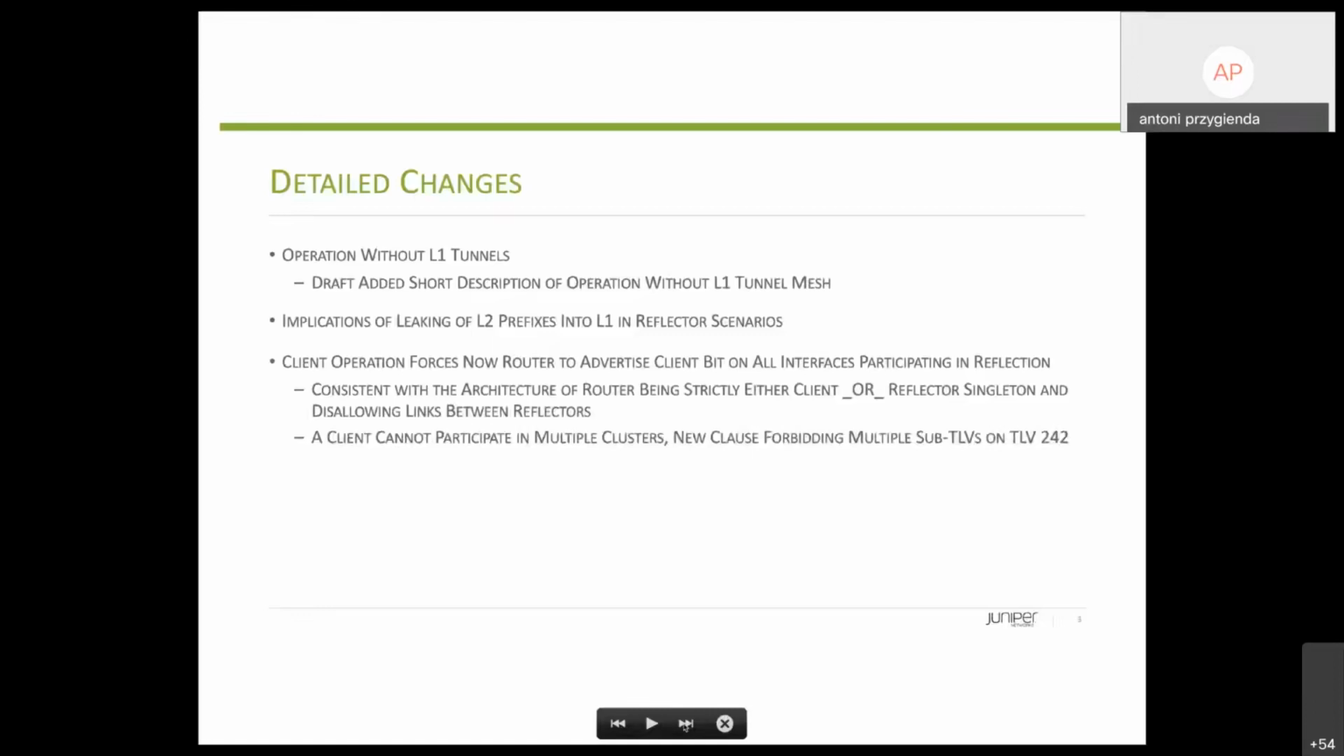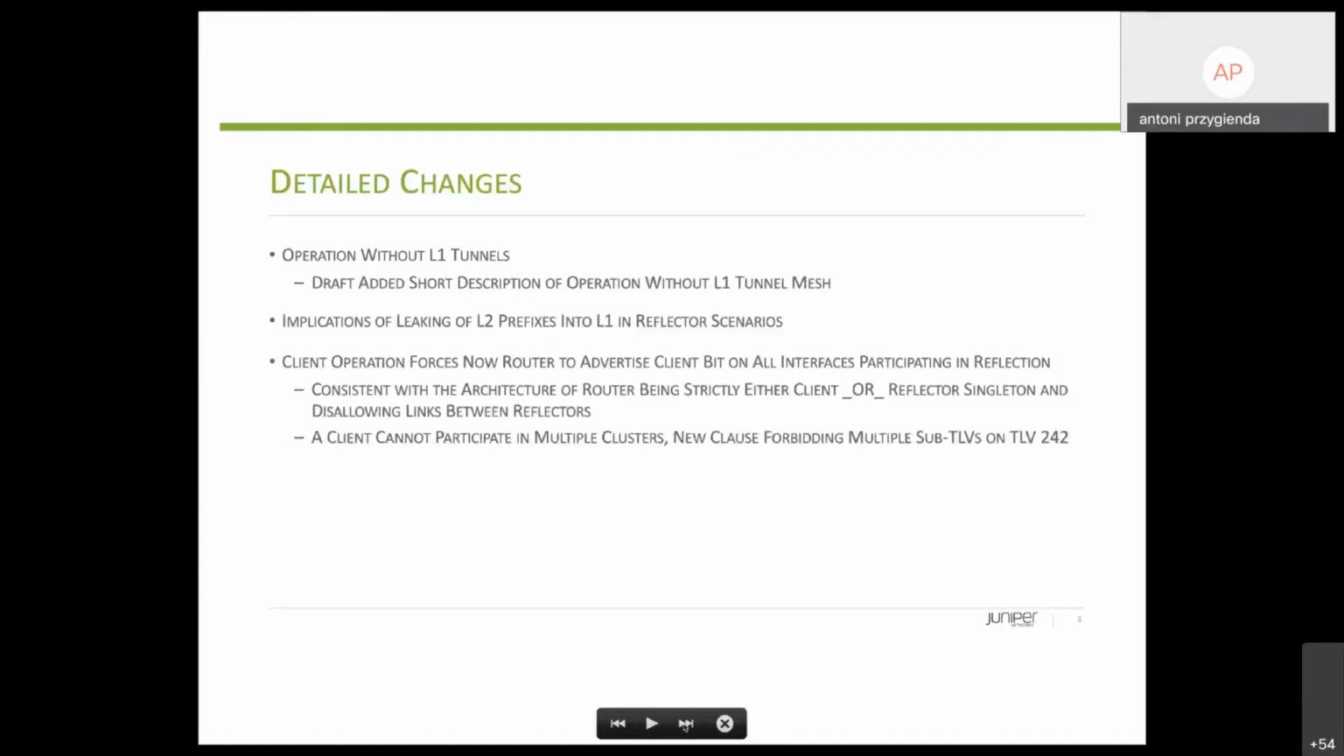And we did further simplification based mostly on what people really ask for as deployment to simplify the whole thing. Basically right now we define that the router is strictly either a client or a reflector or nothing at all, right in the middle. And you can only run one client or one reflector on the router.